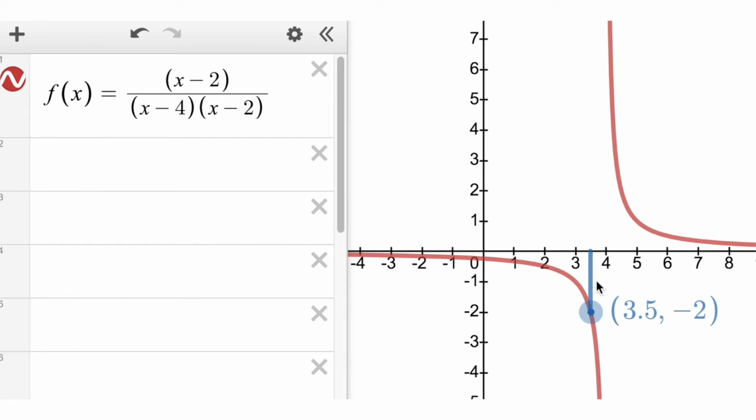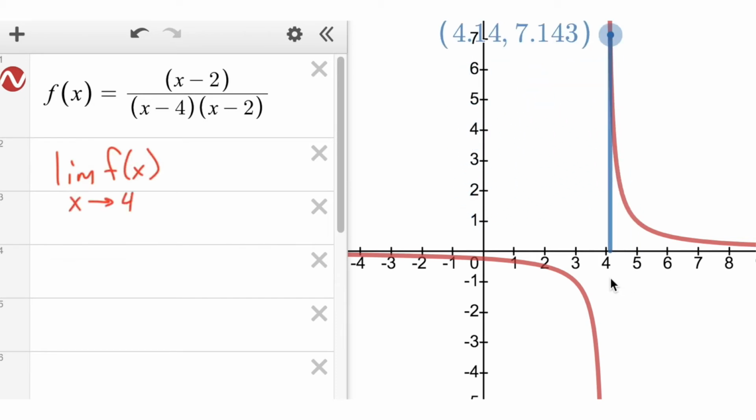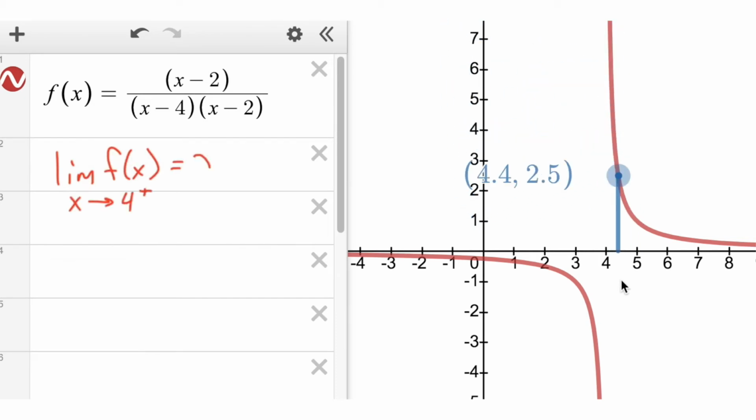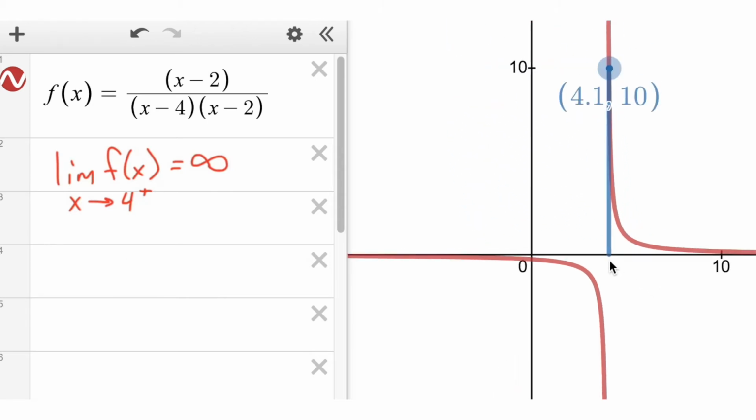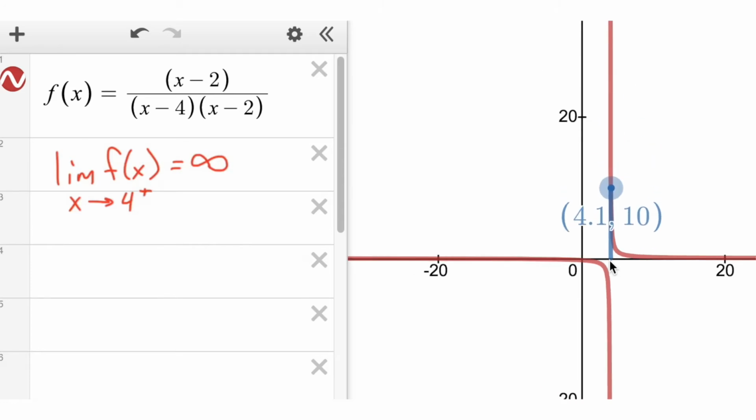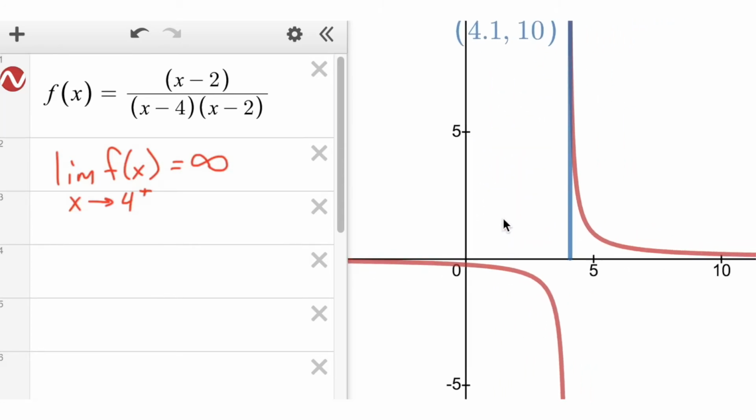You can see if I drag this point around, if I'm approaching that vertical asymptote at 4 from the right, the point is going up really fast. So we would say that the limit of the function as x approaches 4 from the right is positive infinity, right? The limit of the function is positive infinity because that's where it's going to. It'll never actually reach positive infinity, that's not a destination you can get to, but it'll get closer and closer to it. So we'll say the limit is positive infinity.